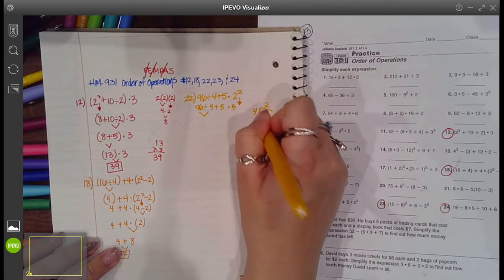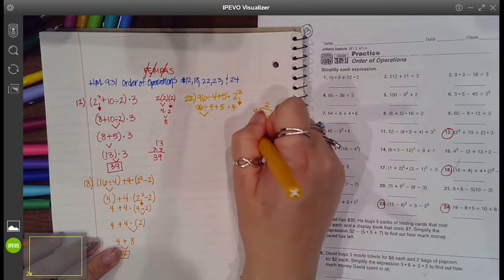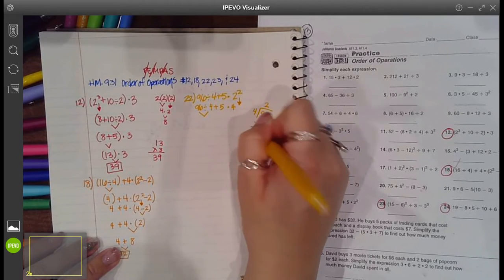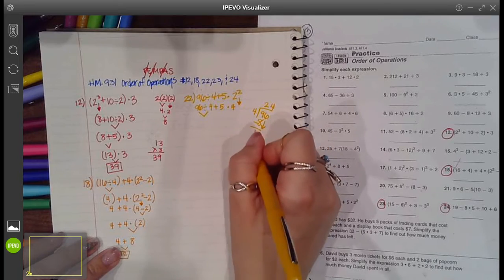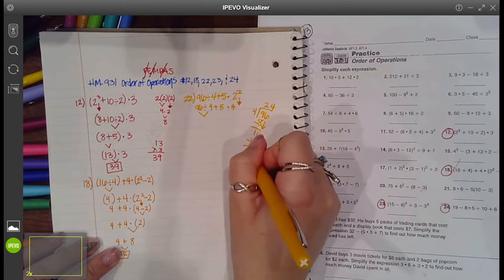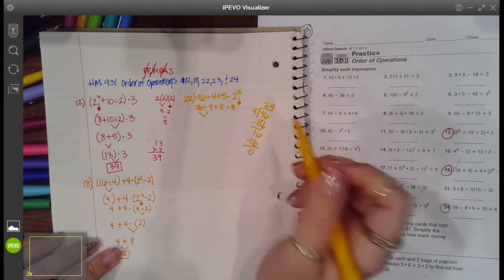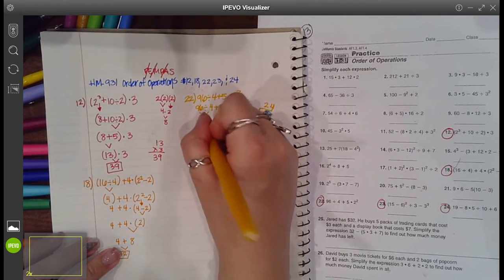4 times 2 is 8. Subtract that. You get 1. Bring down the 6. 4 goes into 16 4 times. 4 times 4 is 16. Subtract that, you get 0. So it went in evenly 24 times.